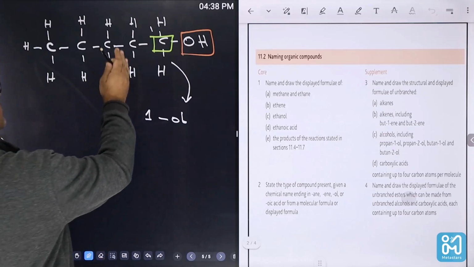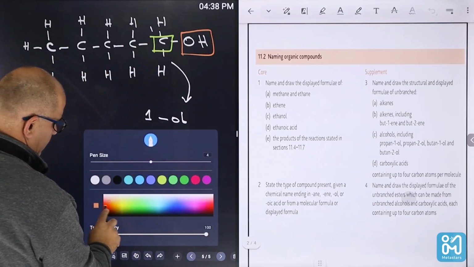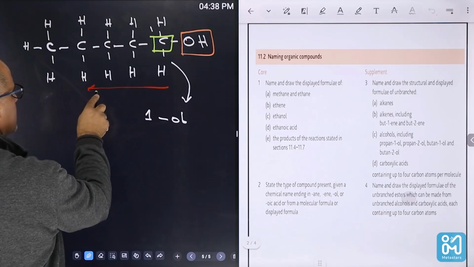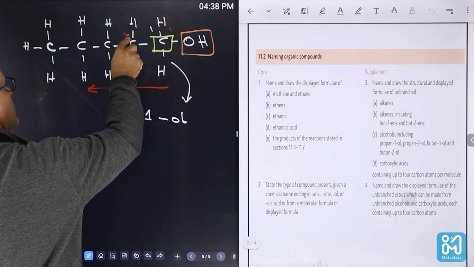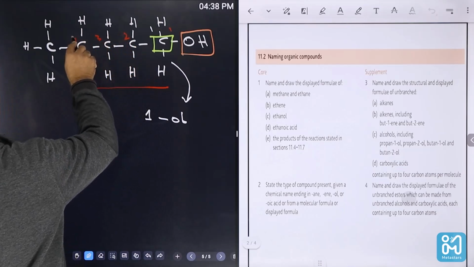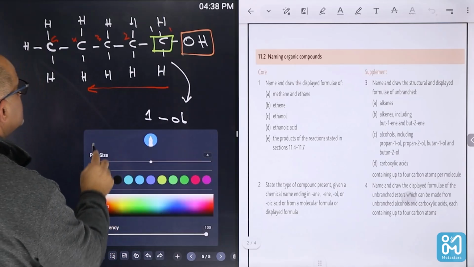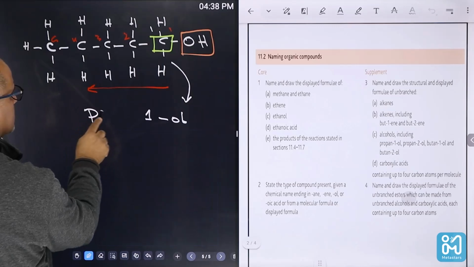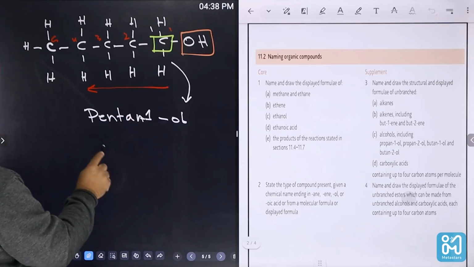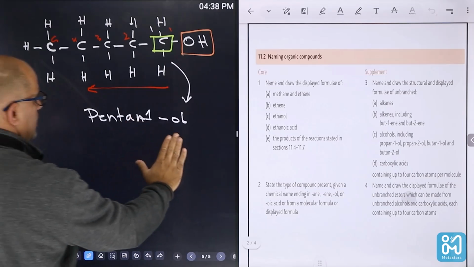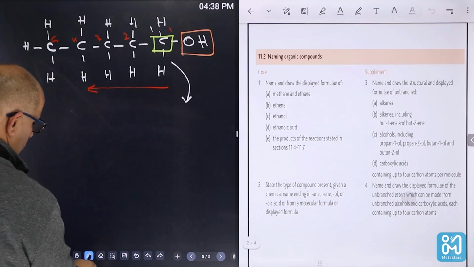If we counted from right to left in this direction, to have the first carbon there, the second, the third, the fourth, the fifth carbon. Now the name of the structure is pentan-1-ol. I will do it again. So let me write the name in a clear way.